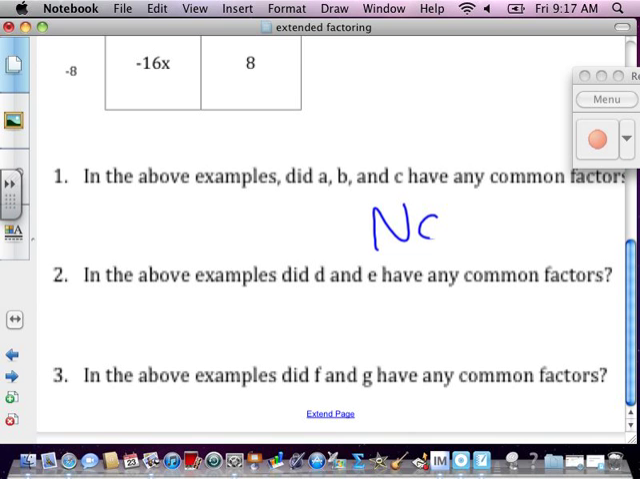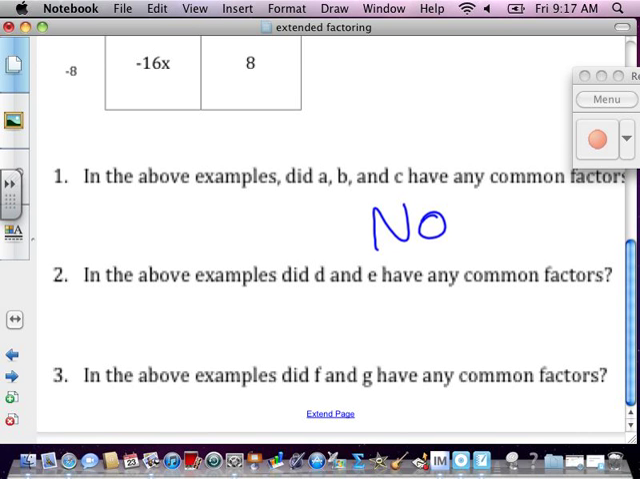All right, we've got to flip through one more time. Oh, two more times. Let's look at just D and E. For the first one, is there a number that goes into both 1 and 2 that's bigger than 1? What about 1 and negative 6? Nope. What about 2 and 3? No. What about 2 and negative 1? No. So the answer is no.